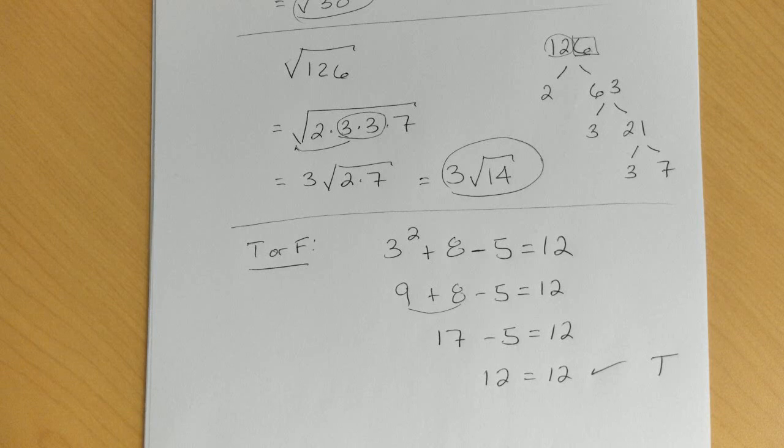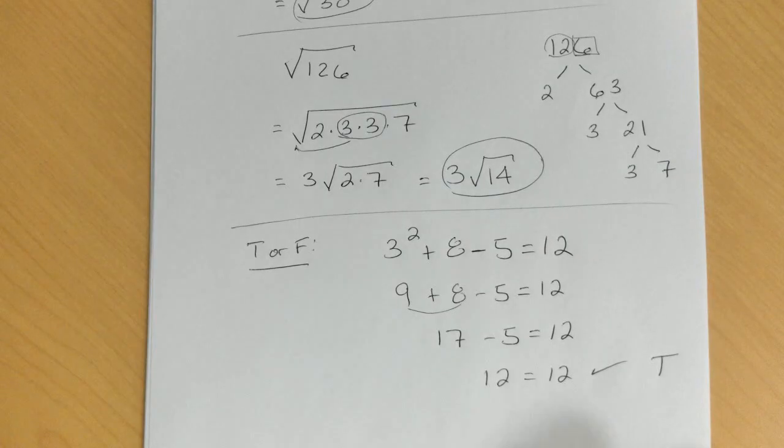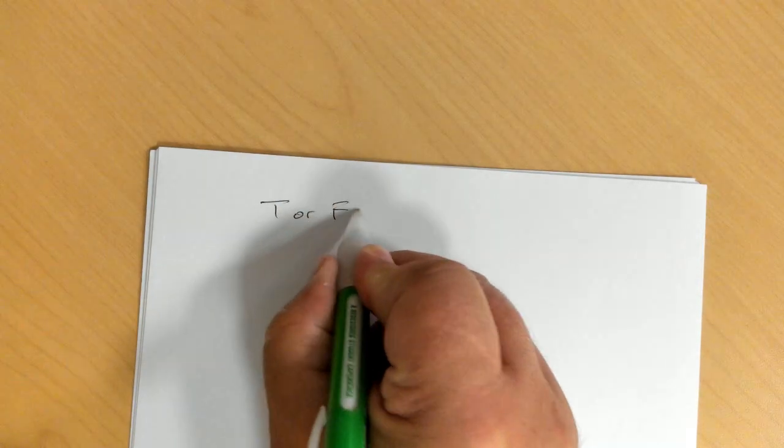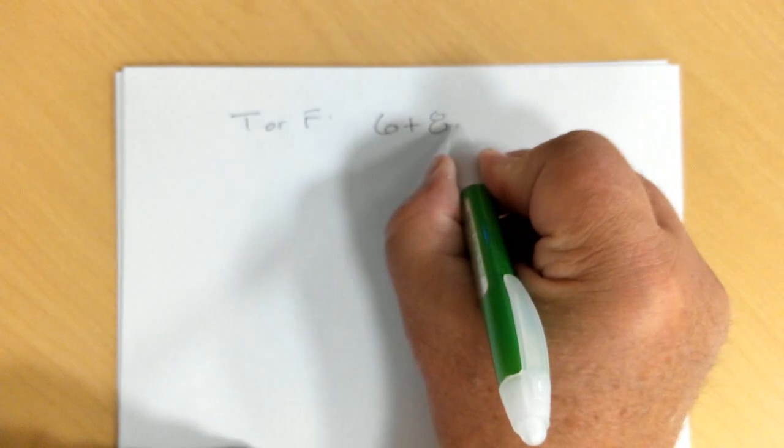Yeah. So when you're doing it in your head, something makes it just click. I know you said it right the first time. You said 9 plus 8, 17, but then you lost track. That was true. Let's try another one. True or false?